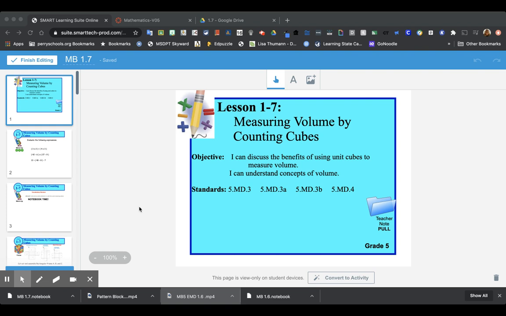Welcome back. Today we are doing lesson 1.7, measuring volume by counting cubes. So our objective is going to be able to discuss the benefits of using unit cubes to measure volume and also understand the concepts of volume. That second objective is a continuation from the previous lesson.